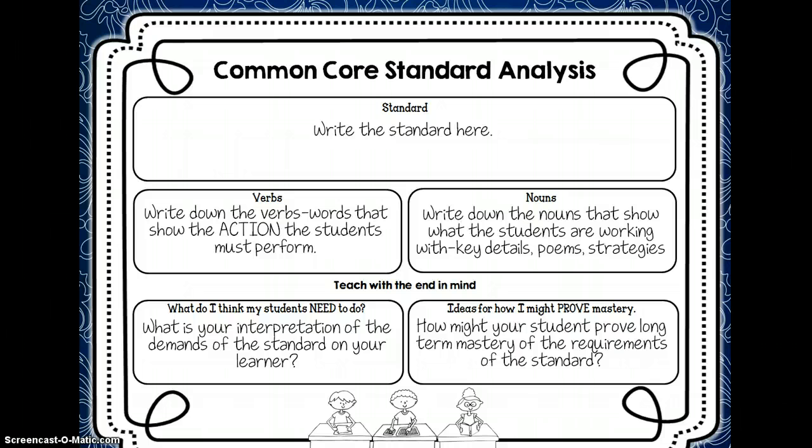Today we're going to be talking about how we break down the standards for Common Core. This is a great way that my teammates and I have been able to understand the rigor to which we're to be teaching. So I'm going to go over this tool with you. It's editable and you'll find it on my blog as well. Let's take a look.